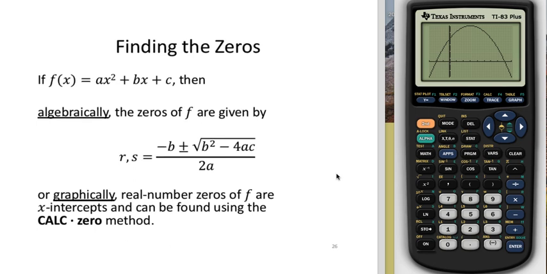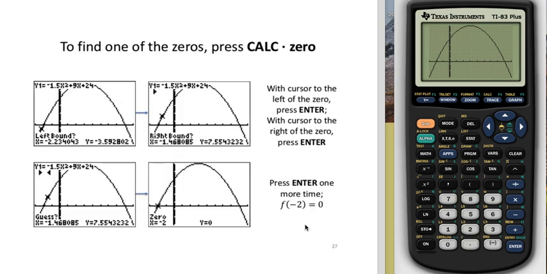before I move on, there is an algebraic way of finding zeros of a quadratic. I could use the quadratic formula, and if that quadratic formula gives me real valued answers, then those real valued answers are the x-intercepts. But in this class, we're more interested in this graphical approach. Graphically, we can find those x-intercepts by using the Calc 0 method. I'm going to advance to the next slide where we're going to be using our Calc 0 technique to do what's on screen right now.